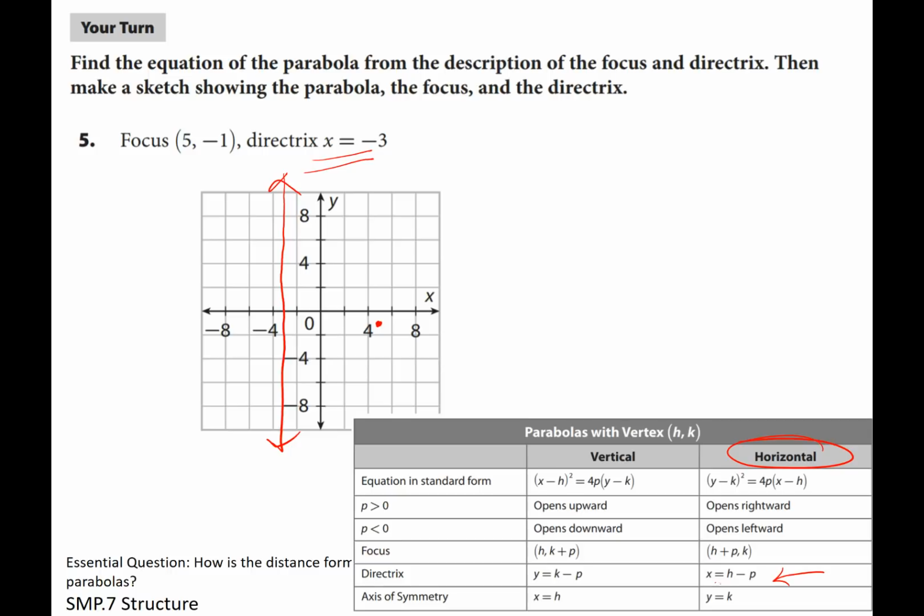Now we need to find the p value next. The p value, remember, is exactly in between these two numbers. And since I have an x value here, I want to work with the x value there. So we're going to do -3 minus 5 divided by 2. So -3 minus 5 is -8 over 2, which is going to be -4. Oops, I did it backwards apparently.